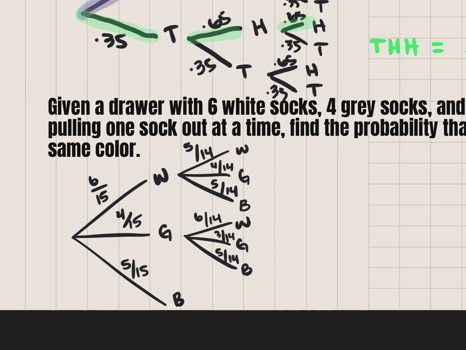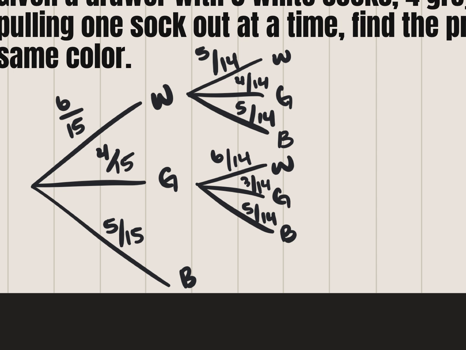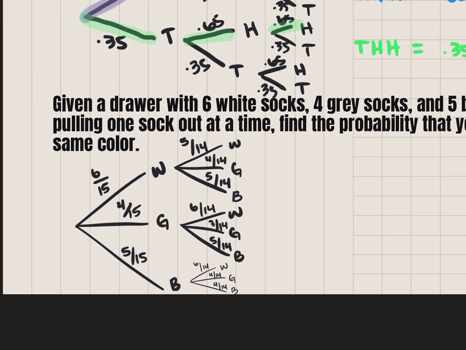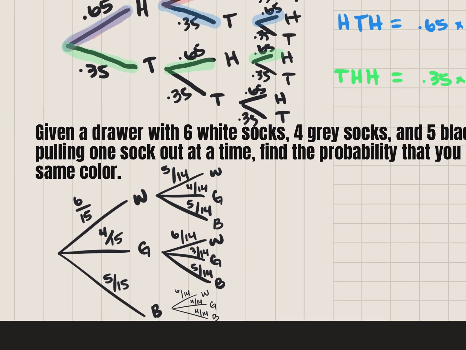Okay. I'm going to zoom in just a smidge more down here, finishing up my tree diagram. White, gray, and black. If I take a black sock out of the drawer, that means there's still 6 white socks left out of 14. If I take a black sock out, there's still 4 gray out of 14. And if I take a black sock out, that means there's only 4 black socks left out of 14 socks. Okay? So there's my tree diagram for pulling the 2 socks out of the drawer.